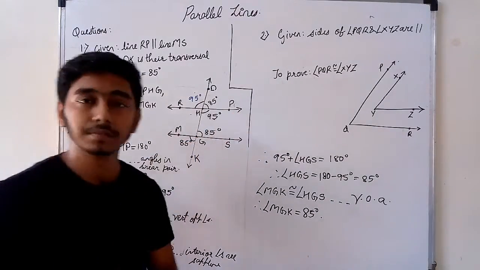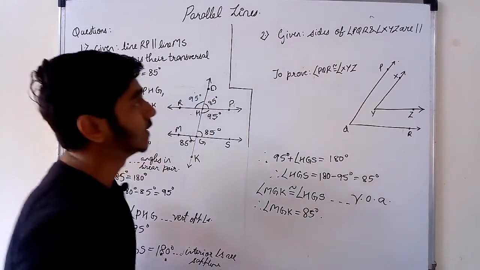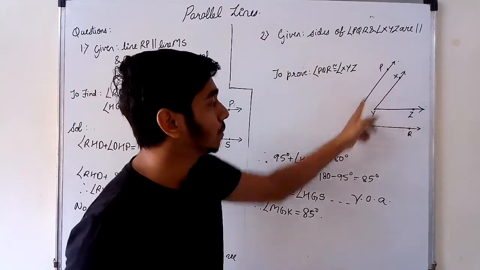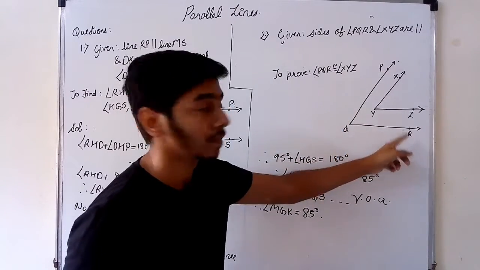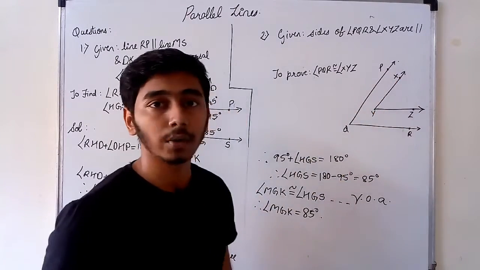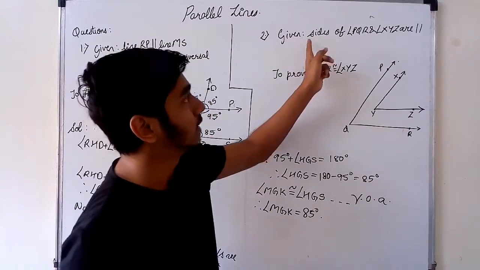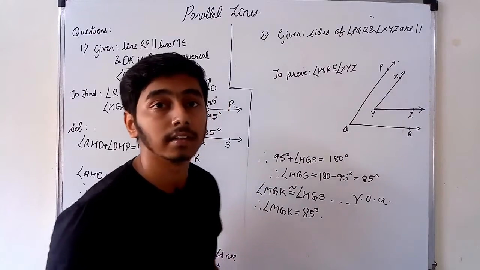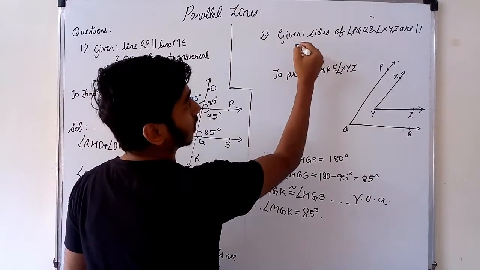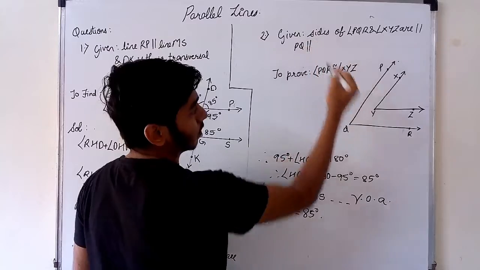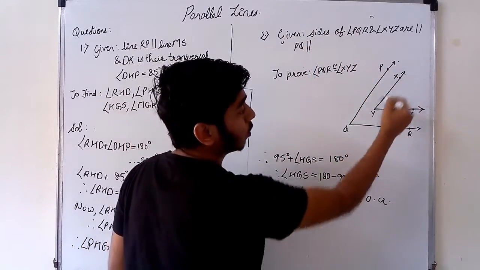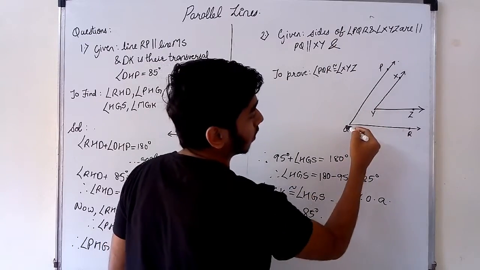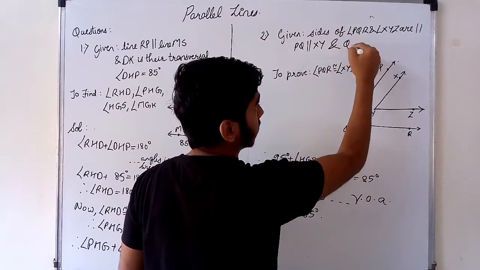Okay. So we'll take another question. So here it says that sides of angle PQR, this is PQR and this is XYZ. Now it says that sides of PQR and XYZ are parallel. That means PQ is parallel to XY and QR is parallel to YZ.